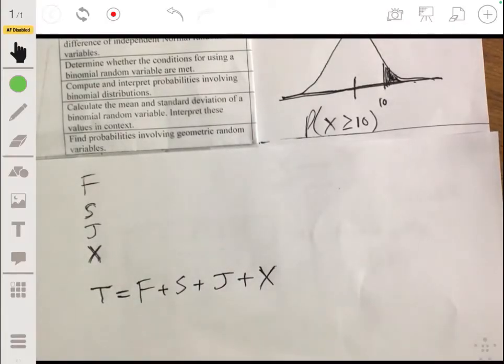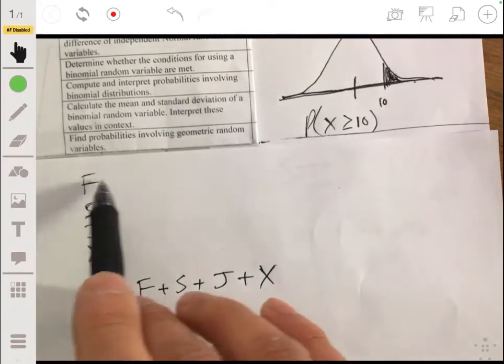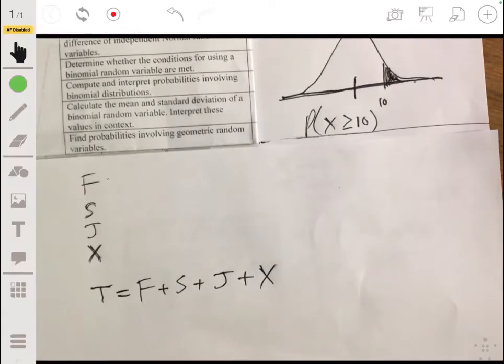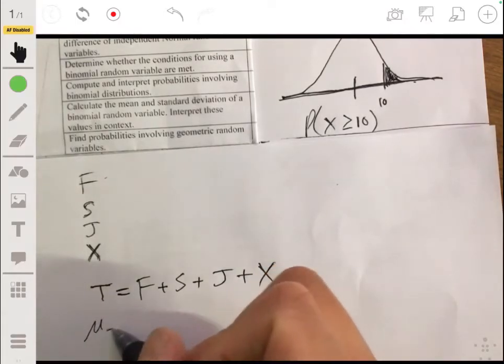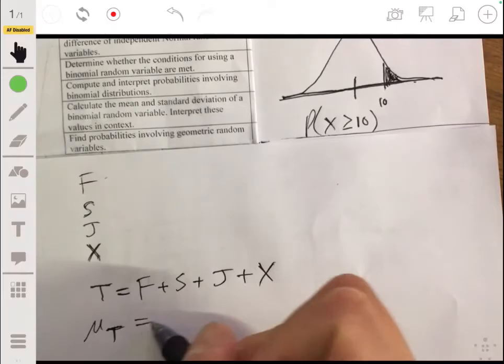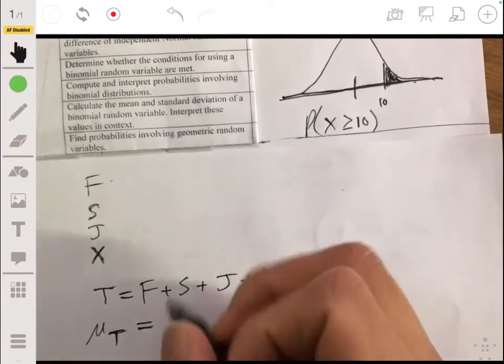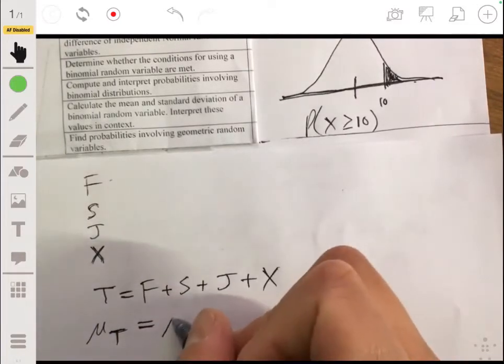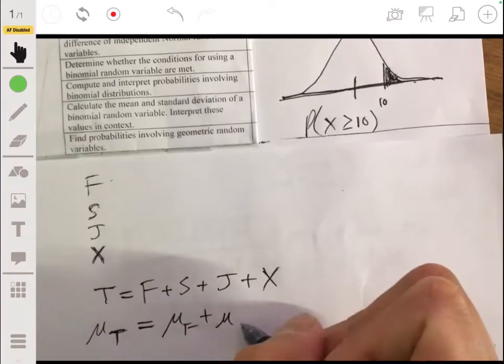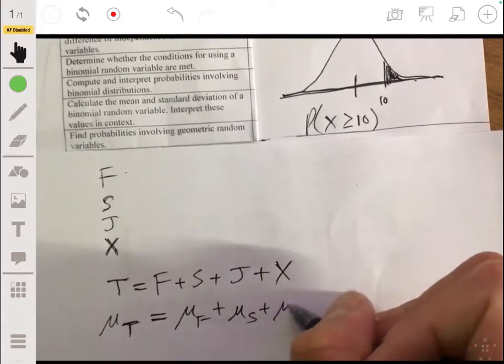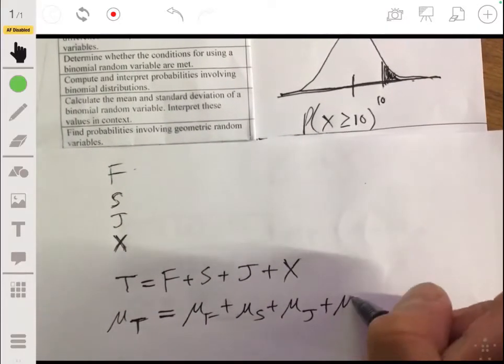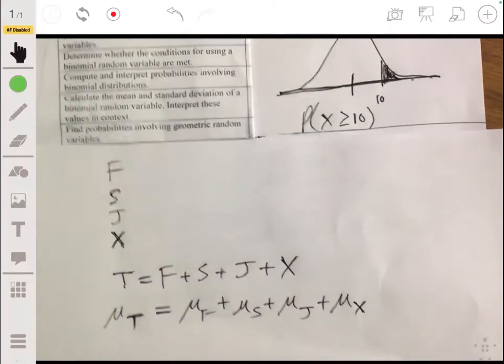Now, in order to do calculations involving T, and again, we're going to say that all these are normally distributed, let's say we want to find, okay, well, what's the mean of T? What's the mean number of words spoken on average by a student at high school? Any student, again, T is the total number of words spoken by all the students. Well, this would be equal to the mean number of words spoken by a freshman plus the mean number of words spoken by a sophomore plus the mean number of words spoken by a junior plus the mean number of words spoken by a senior. So the means just add.